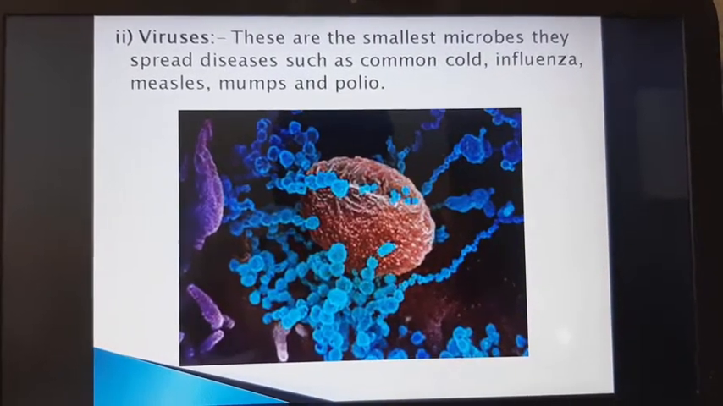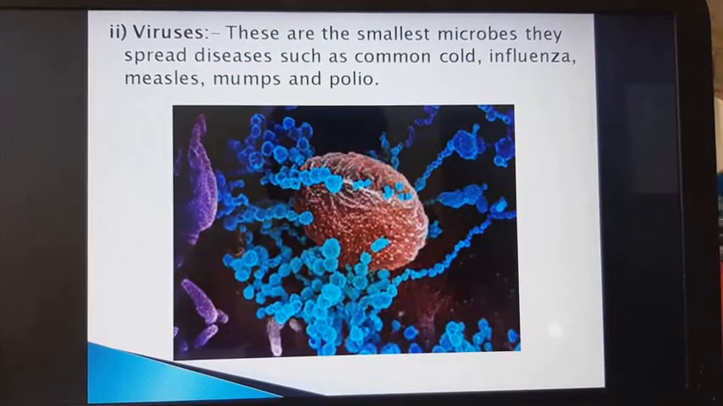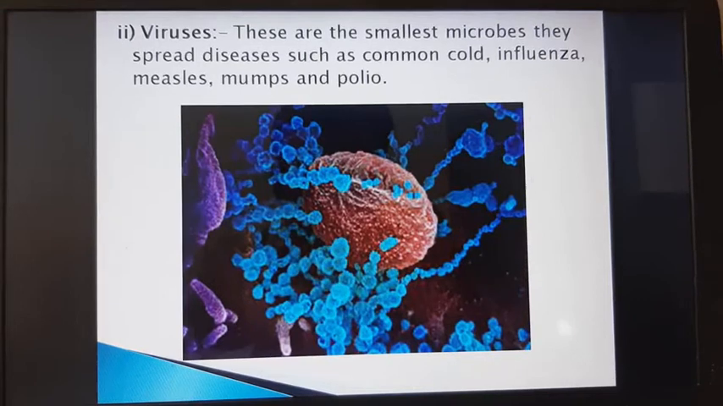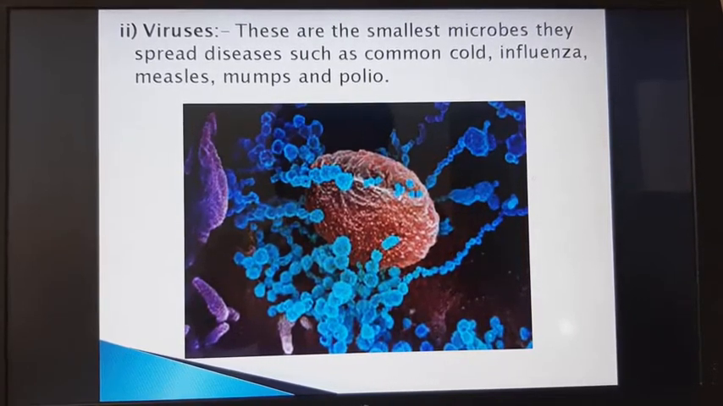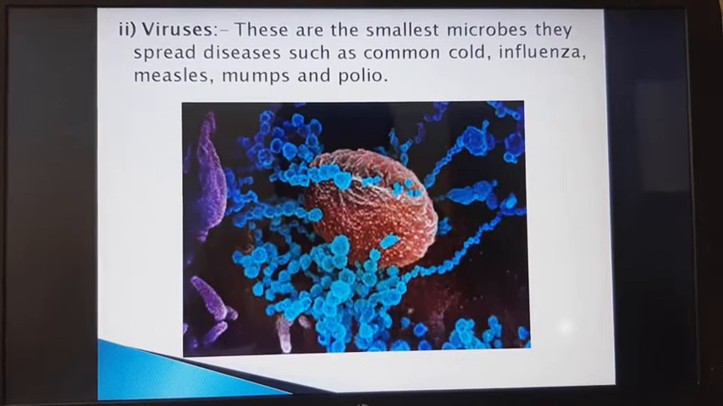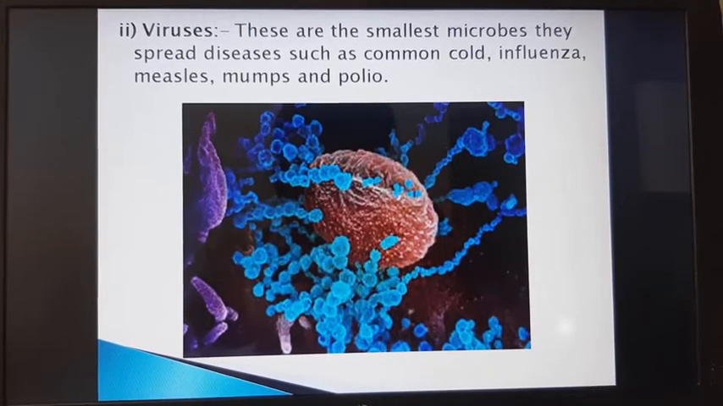Second, viruses. These are the smallest microbes. They spread diseases such as common cold, influenza, measles, mumps, and polio. Observe the picture of a virus displayed on the screen.